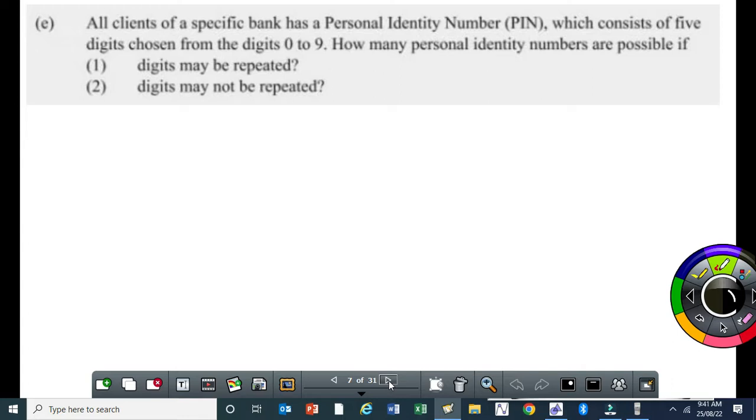Now, the next question says, all clients of a specific bank have a personal identity number, that's a PIN.